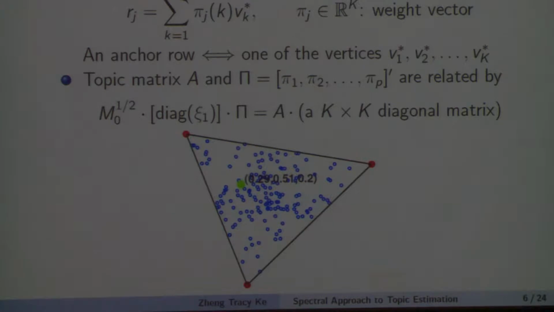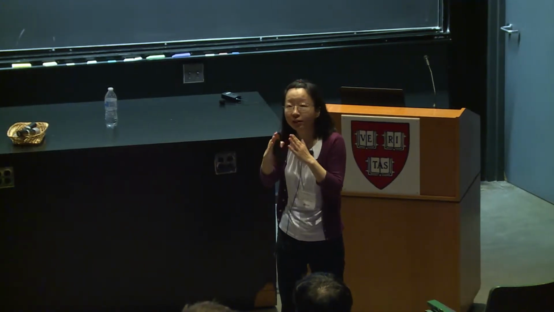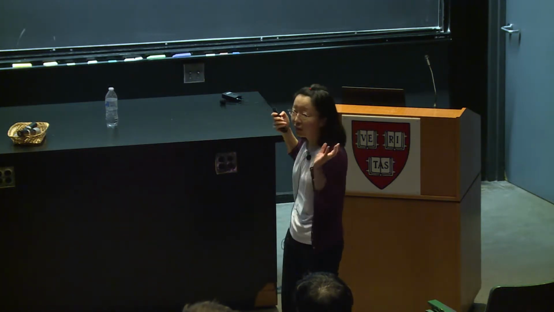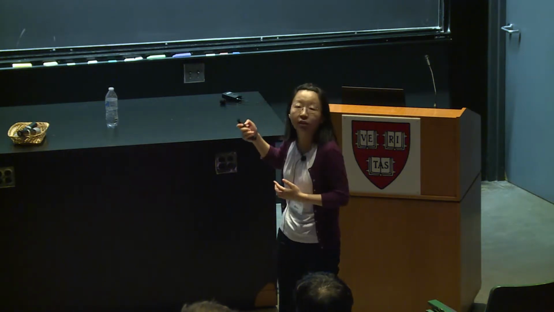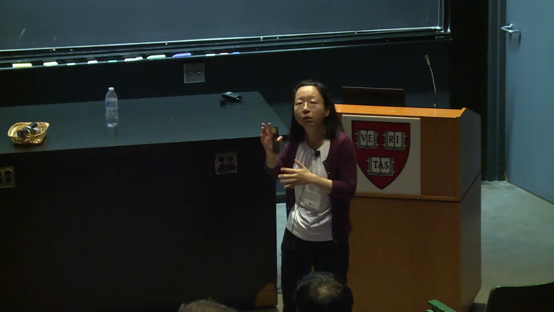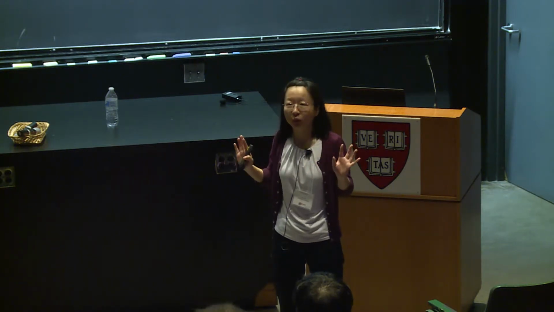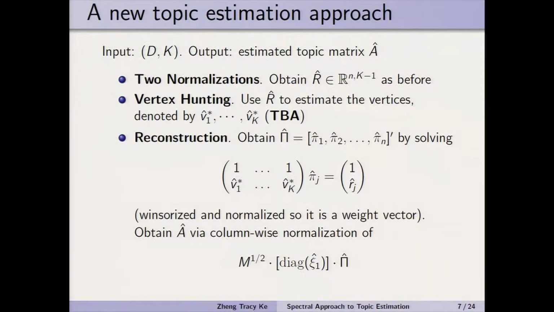It naturally gives rise to our proposal. We first use the rows of R to identify the K vertices, say, by looking at the convex hull of the data cloud. Once we have the vertices, we immediately have the matrix pi and the whole left-hand side. And we then normalize each column of the left-hand side. That exactly gives us A when there is no noise. So our proposed approach has 3 simple steps.